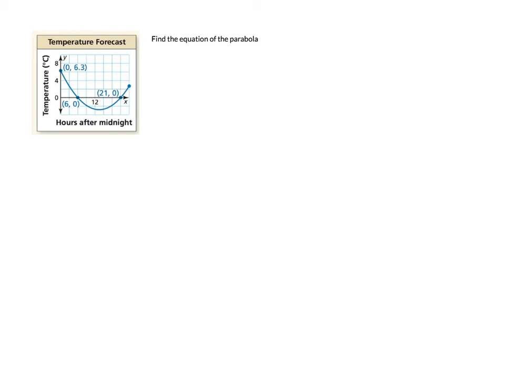This one apparently shows temperature versus hours after midnight. So you can imagine as time goes on, temperature drops. These are after midnight. And then slowly morning comes and things start to heat up. So that's what it's telling us. Let's write down some key points that we know. We know the X-intercepts.